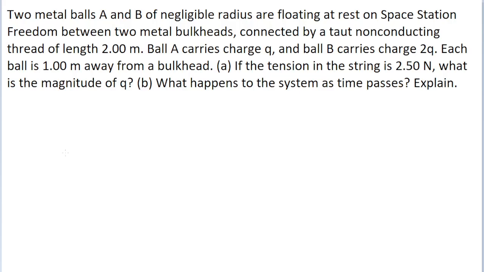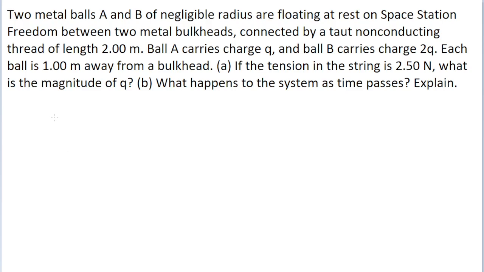In this problem, we have two metal balls, and each one of them carries a different electric charge. They are attached to one another by a taut 2-meter long string, which means that the distance between the two balls is fixed. And if the positions of these balls relative to one another is constant, then that means that we can apply Coulomb's law, which gives us the electrostatic force for two electrically charged objects that are not moving with respect to one another.